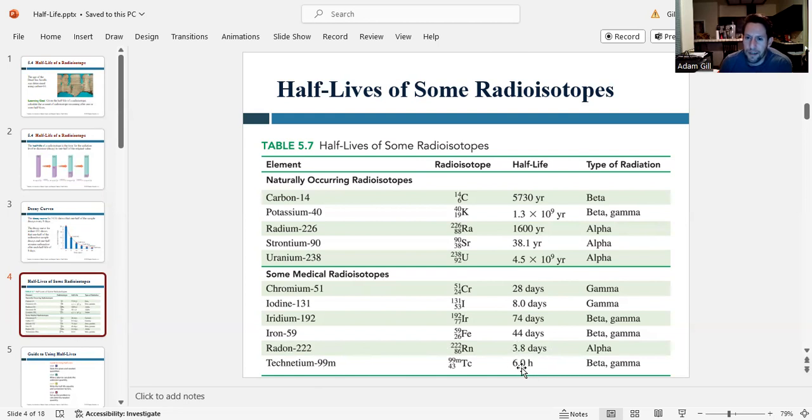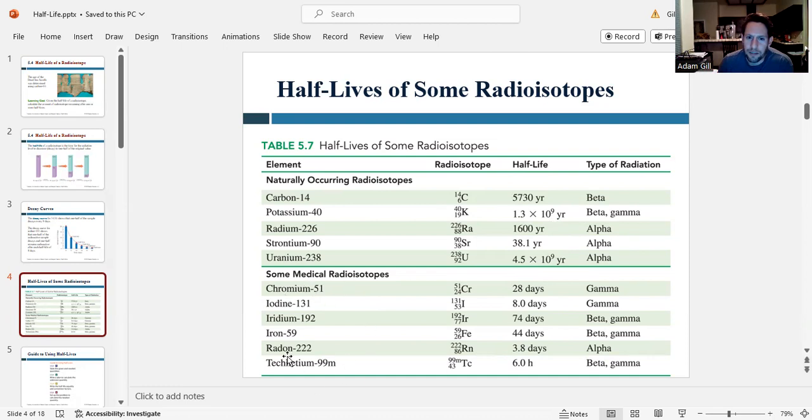Now, why do we think the medical isotopes have such short half-lives compared to the naturally occurring ones? Well, first of all, the reason the naturally occurring ones have long half-lives is because if they had short half-lives, they wouldn't exist anymore, right? The Earth is 4.5 billion years old, so anything with a short half-life will have already decayed by this point in time. So only things with really long half-lives are still existing.